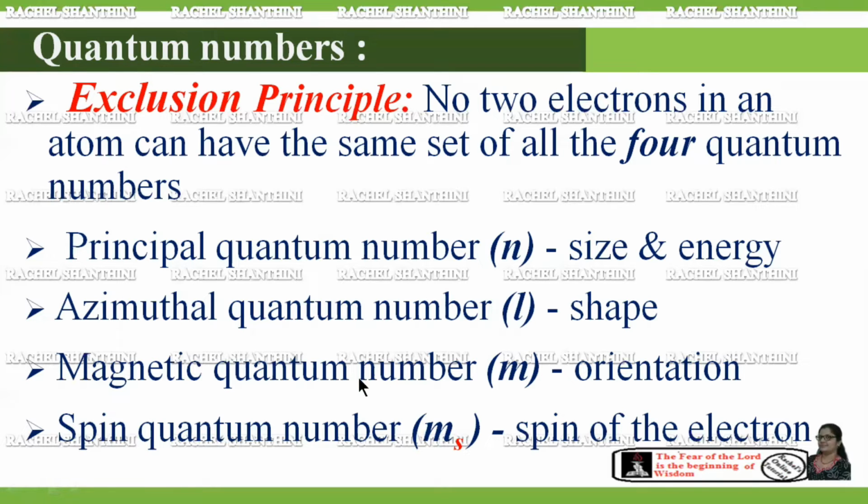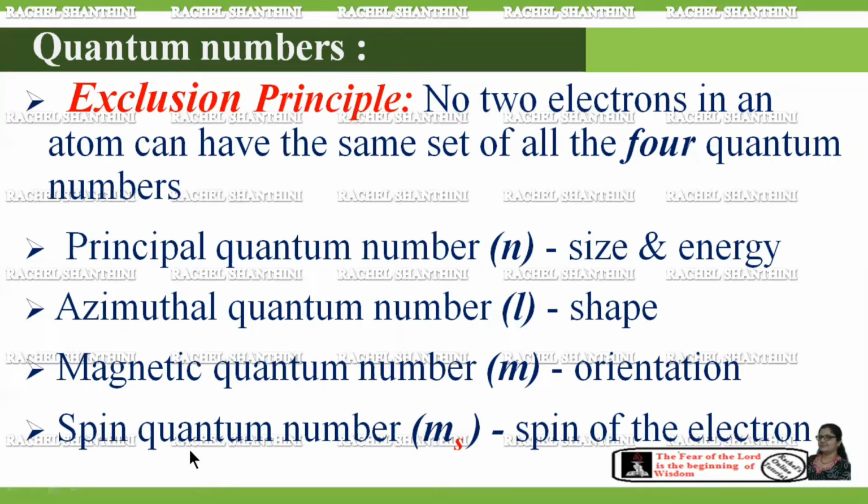The third one is the magnetic quantum number. This magnetic quantum number m gives the information about the spatial orientation, that is whether it is in the x direction or y direction or z direction. So it gives the information about the spatial orientation of the orbital with respect to the standard set of coordinate axes. What are the standard set of coordinate axes? That is nothing but whether it is in the x direction or y direction or z direction.